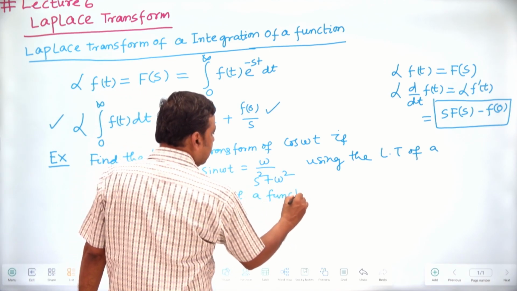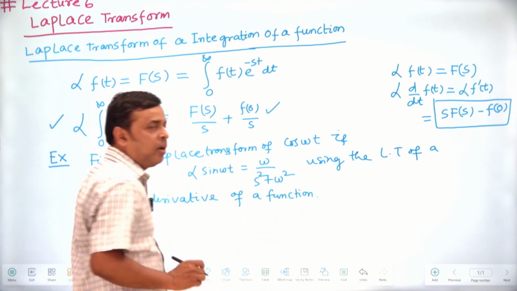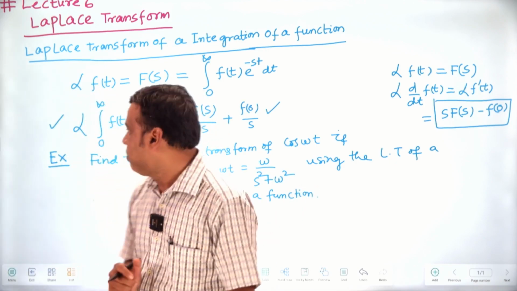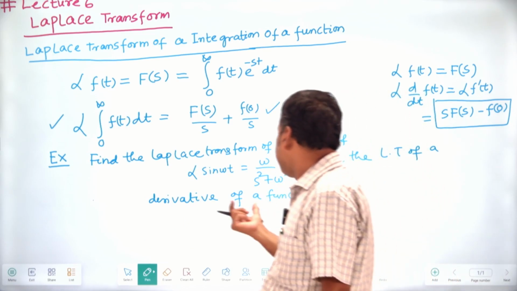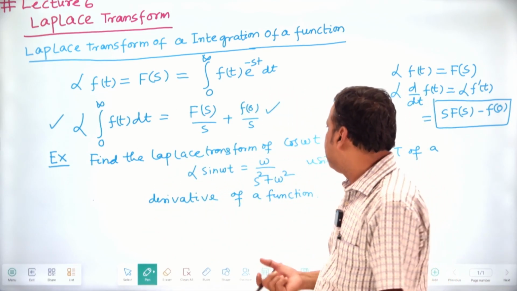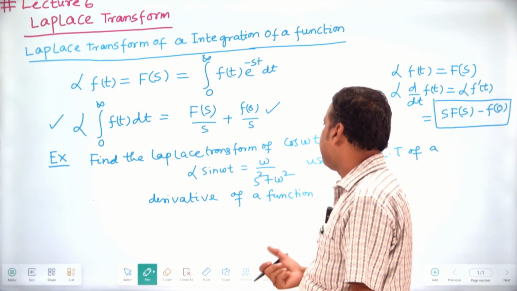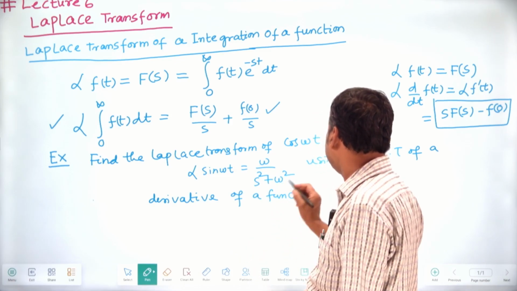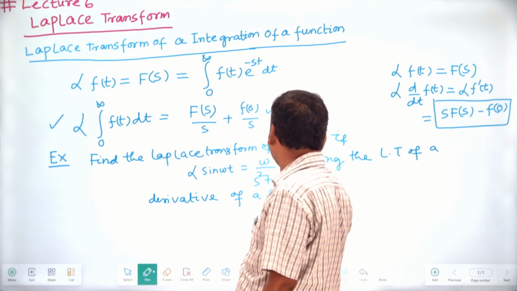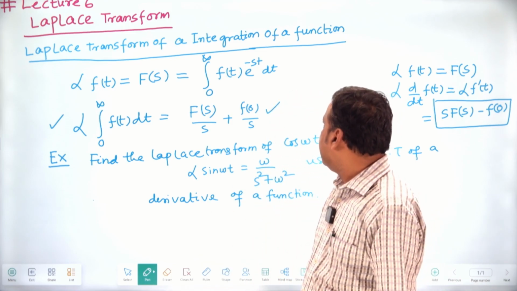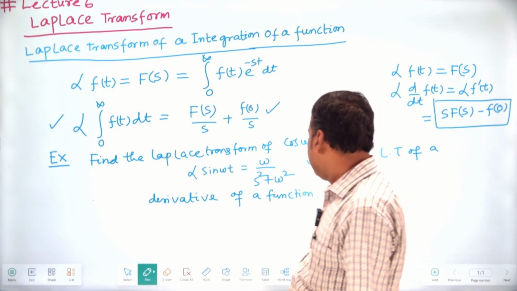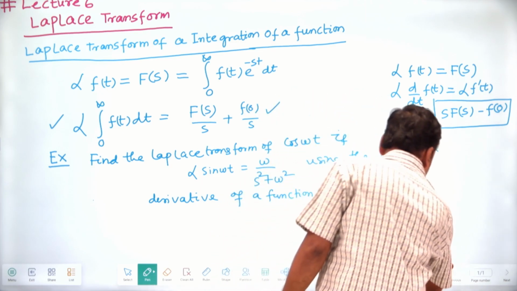Already I told you how to find the Laplace transform of cos omega t, which is s by s square plus omega square. But the question may ask you to find the Laplace transform of cos omega t with the help of the derivative of a function, or maybe integration of a function. So how will you do that?